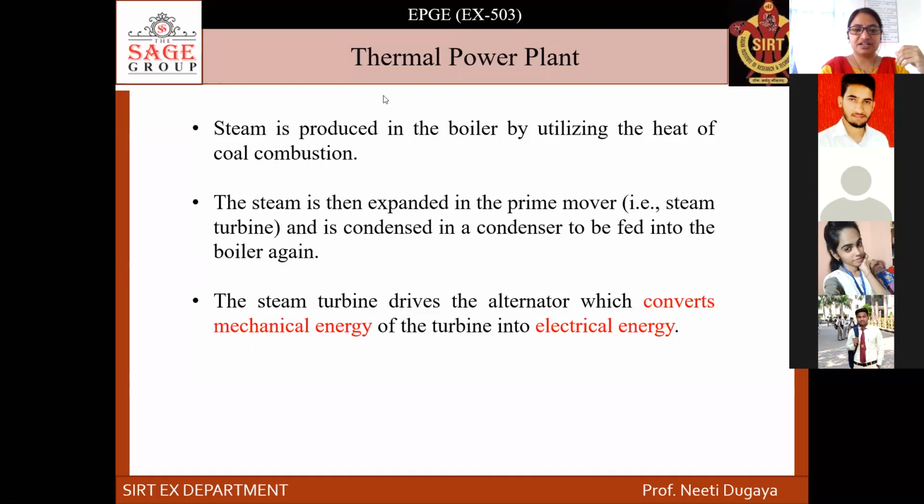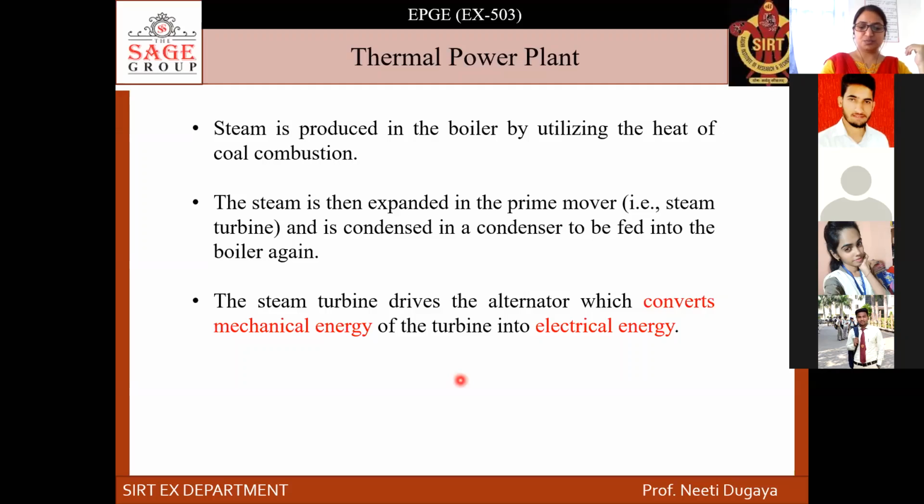So here we come again to our point. The steam turbine drives the alternator, that means the three phase generator, which converts the mechanical energy of the turbine into electrical energy. How is this mechanical energy generated by the steam? High pressure steam is fed to the turbine, then the turbine rotates, and the rotation energy of the turbine is mechanical energy, which is connected to the shaft of the generator. So electrical energy is produced.